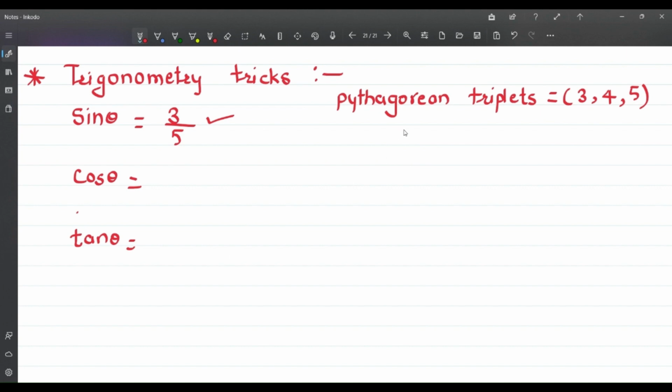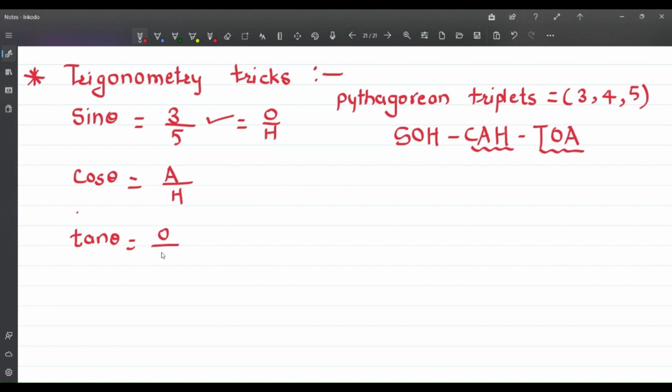Now, by using our trick SOH CAH TOA. First, we'll write this shortcut: SOH CAH TOA. So, I will write sin is O divided by H. Then cos is A divided by H. From this, we will take cos is equal to A divided by H. From this, T, that is tan, is equal to O divided by A.